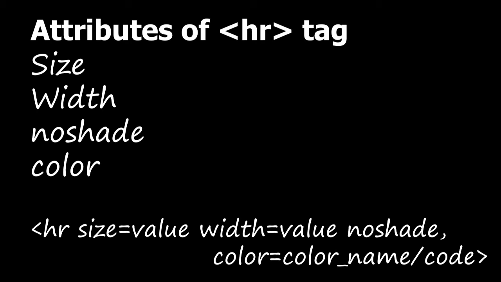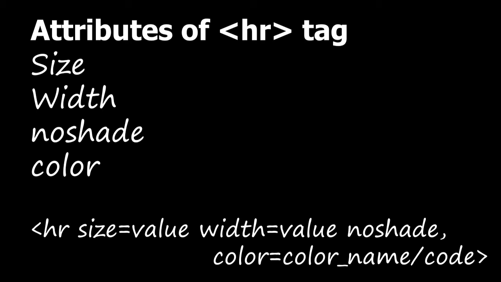That is 3D, right? The next one is color. Color means the horizontal line will be displayed in some color, right? As a default, it will be in gray color. If you are not mentioning any color here, it will be displayed in gray color.